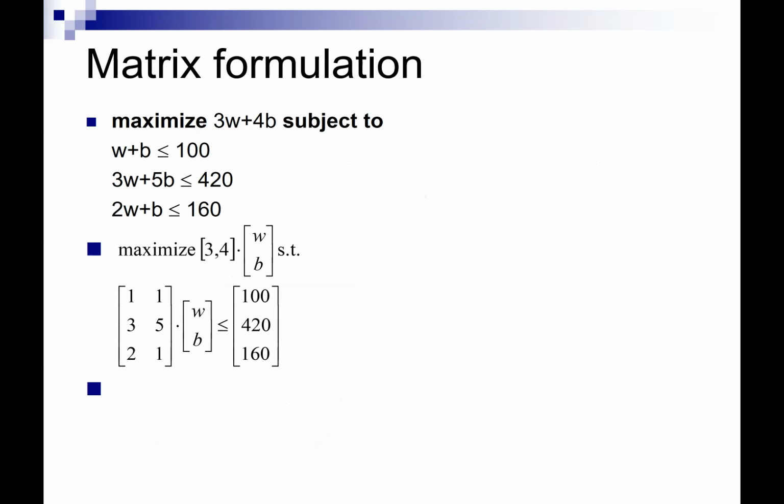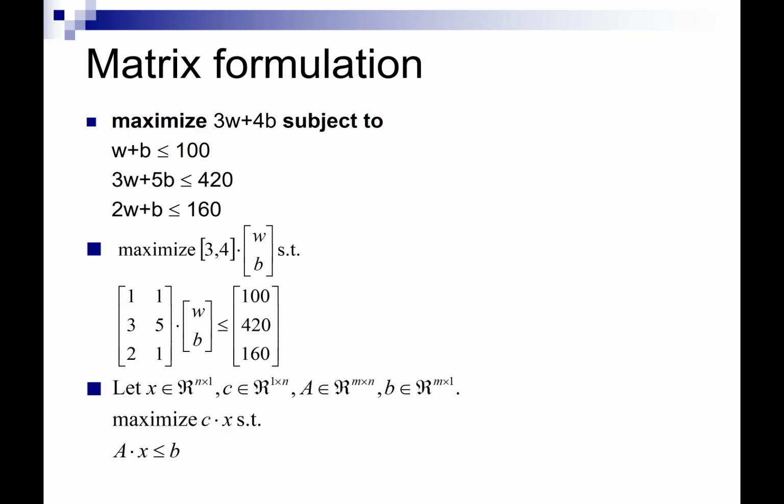I just want to say a few more things about linear programming because it's such an important area. Now we phrased these linear programs as these constraints and then this linear objective. You can write this a bit more systematically using matrix notation. We're trying to maximize 3w plus 4b. You can write this as the dot product of two vectors, and you can also write these constraints as the product between a matrix and a vector. I've done that over here.